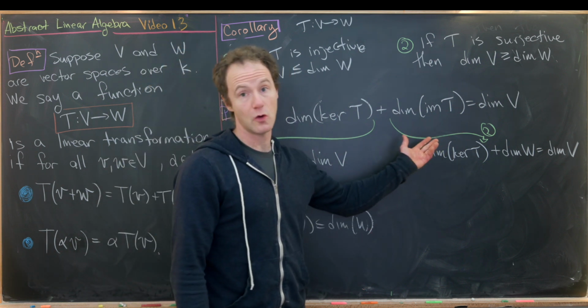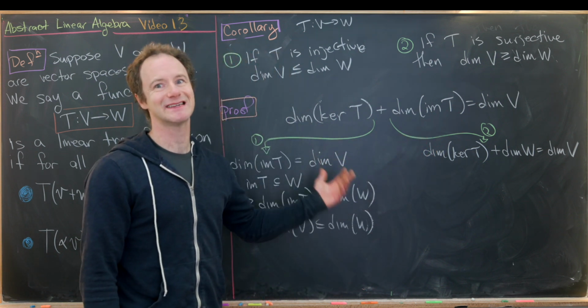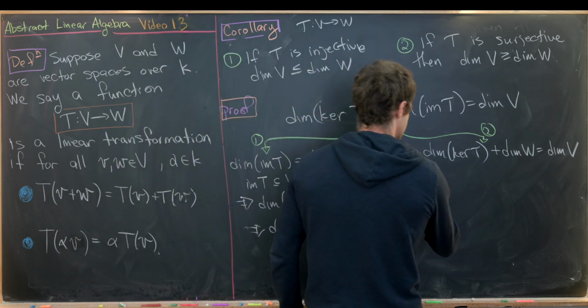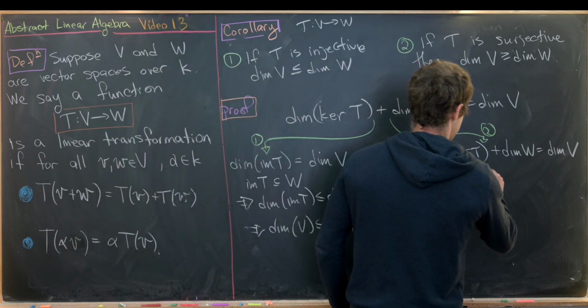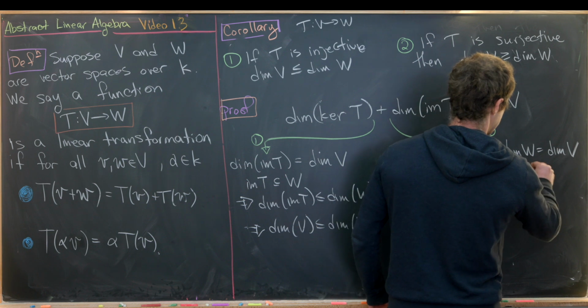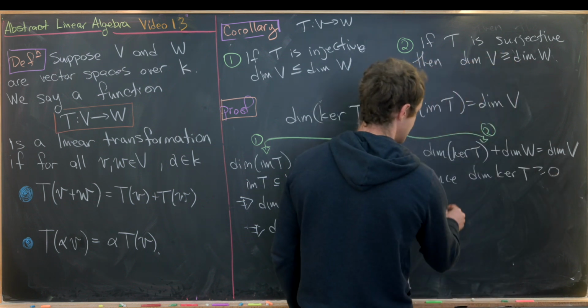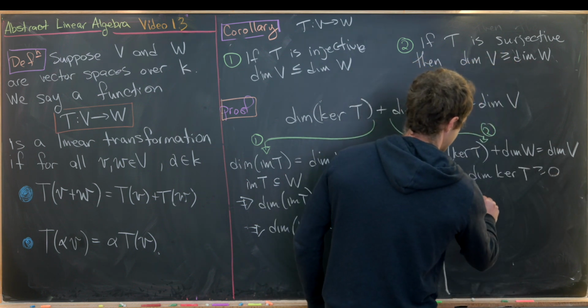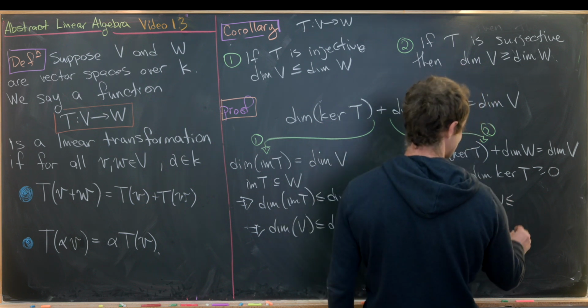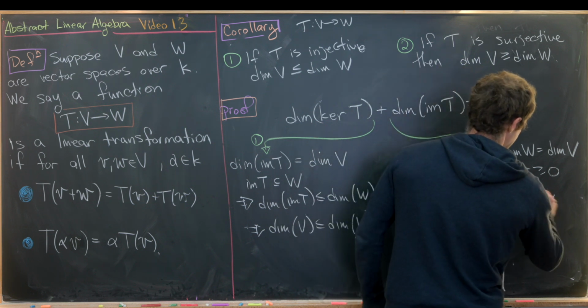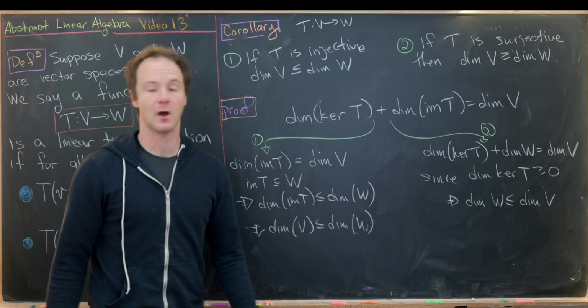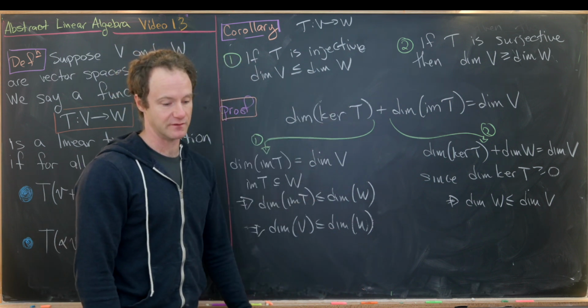But now we don't know what the kernel is, but it's at least 0 dimensional. So since the dimension of the kernel of T is bigger than or equal to 0, that leaves us with the dimension of W is less than or equal to the dimension of V. Okay, so that establishes both of these.